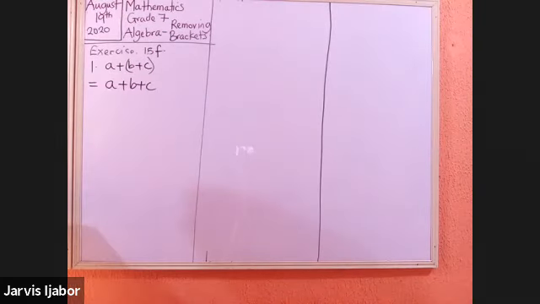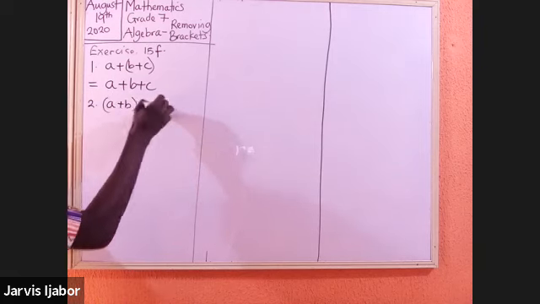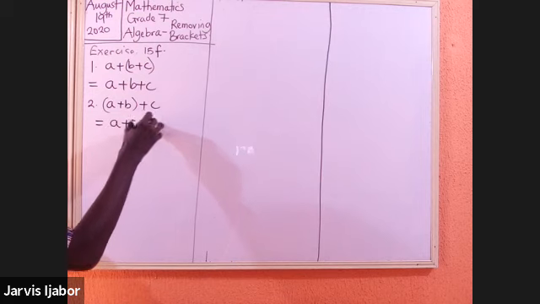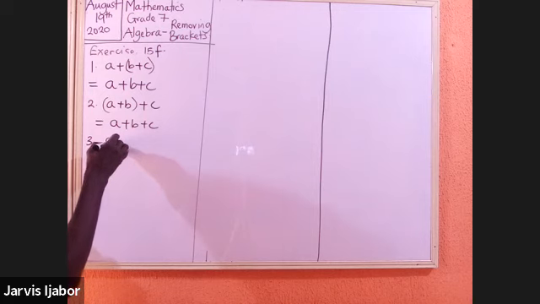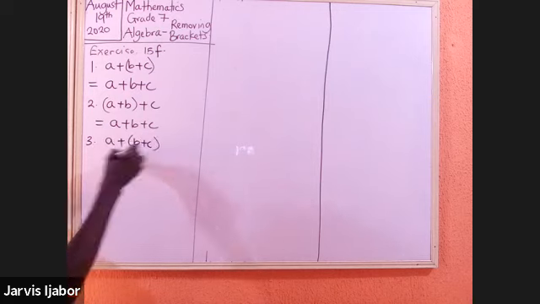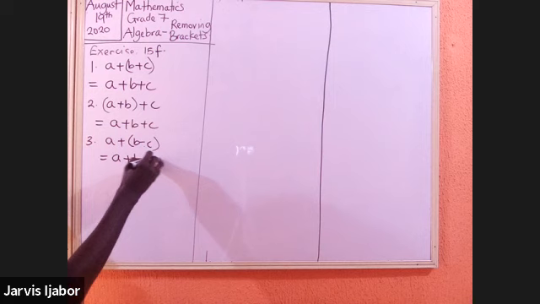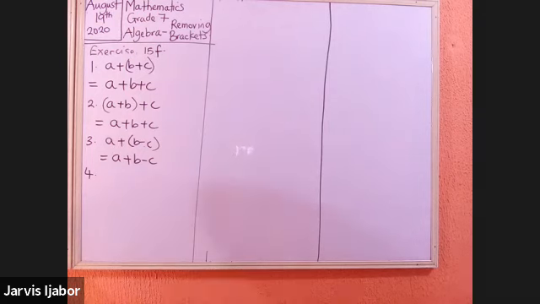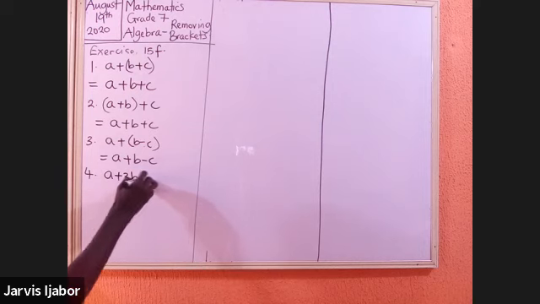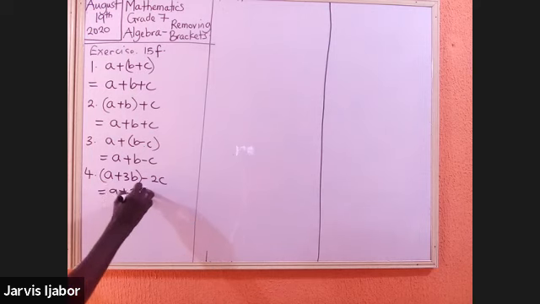Question 2, A plus B plus C. This will be what? A plus B plus C. Question 3, A plus B plus C, this will be minus C. This will be what? A plus B minus C. It doesn't affect the bracket. It just keeps the bracket as it is. Question 4, A plus 3B minus 2C. That will be what? A plus 3B minus 2C.